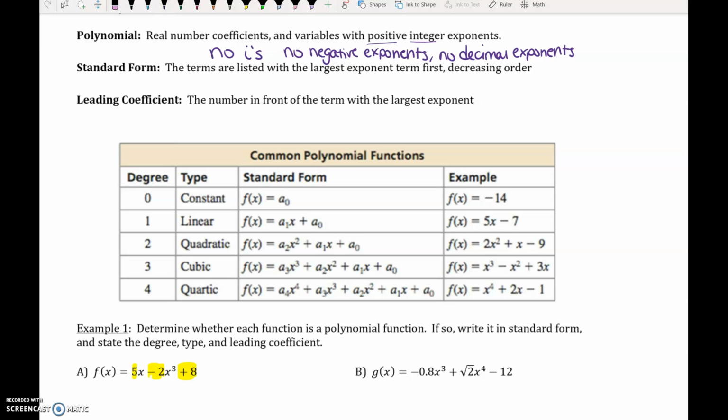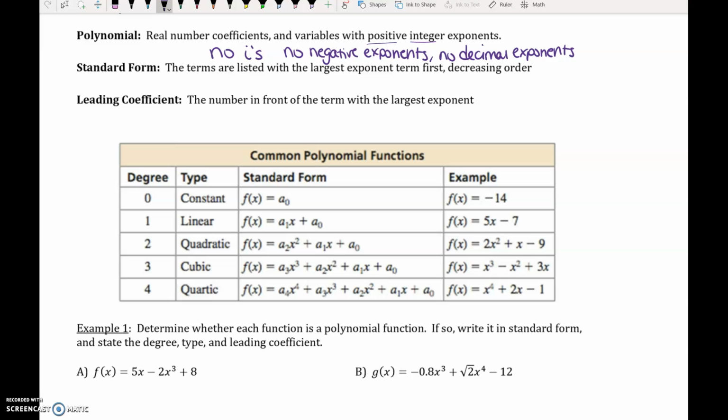So in example 1, they're going to ask, is it a polynomial? So yes or no. If it is a polynomial, we need to write it in standard form, so largest exponent term first, and then in decreasing order. Then they want us to state the degree, the type, and the leading coefficient. So the degree is basically the largest exponent.